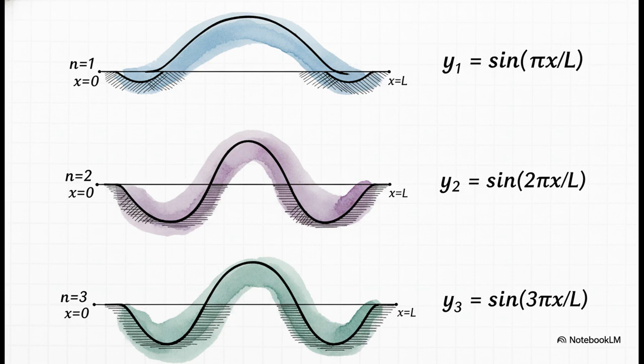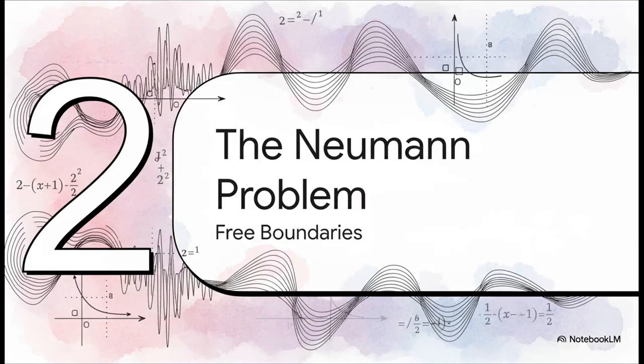And for every single one of those special eigenvalues, we get a unique corresponding solution, an eigenfunction. These are the specific sine waves that perfectly fit our rules, starting at 0 and ending at 0, just like we wanted. Okay, time to open our second case file, the Neumann problem.